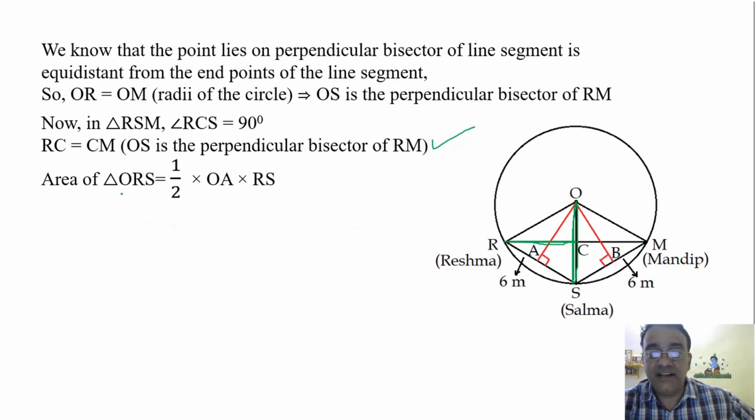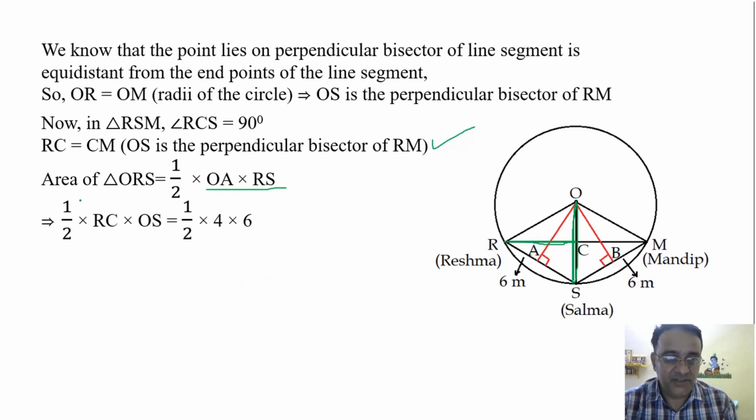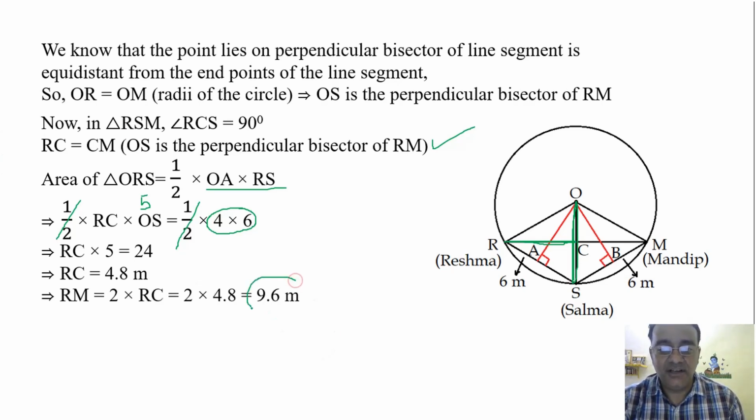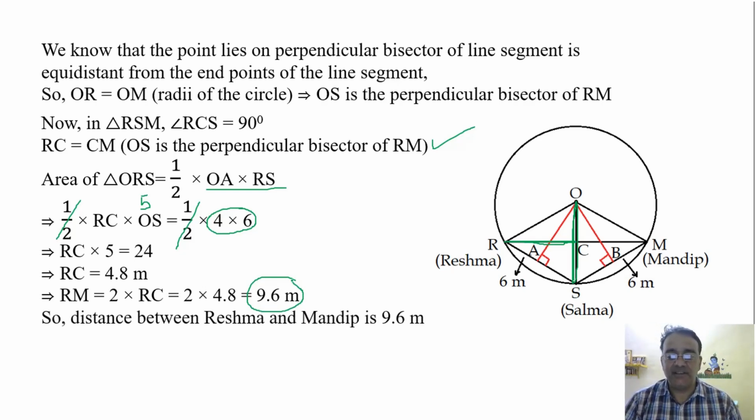Now area of triangle ORS is half into OA into RS. This can be written in another way that I already told, half into RC into OS. Now this half we can cancel, and OS is 5 and this is 24. ठीक है? So RC into 5 is equals to 24. So 24 upon 5 will be RC. That is 4.8. So what is RM? 2 into RC. Very good. 2 into RC, that is equals to 9.6 meter. So we got the distance between Reshma and Mandeep as 9.6 meter.